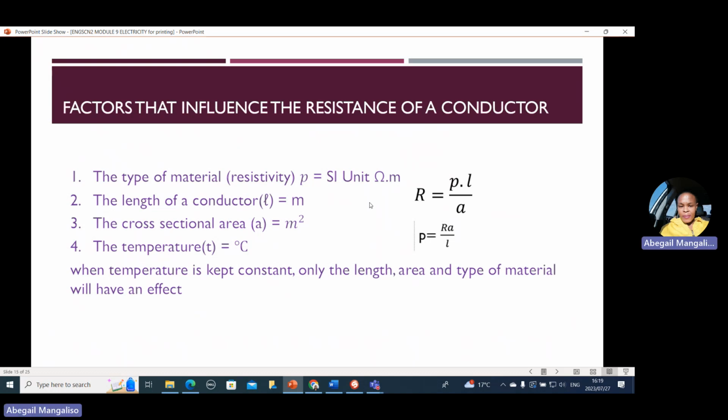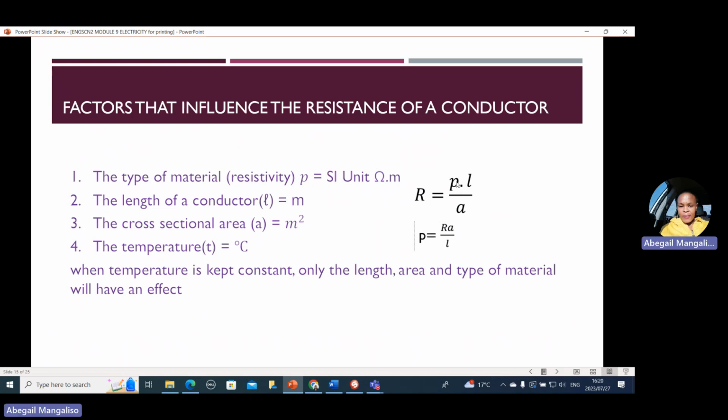Now, when the temperature is kept constant, this is the formula to calculate the resistance. The resistance is proportional to the resistivity, and also proportional to the length of the conductor, but inversely proportional to the area, because when you increase the area, there is less resistance. When you increase the length, there is more resistance. When you decrease the length, there is less resistance.